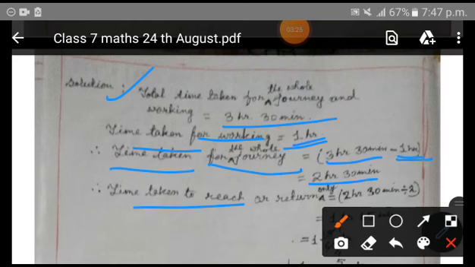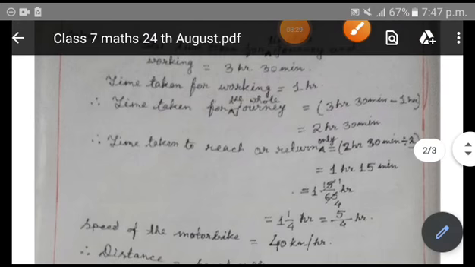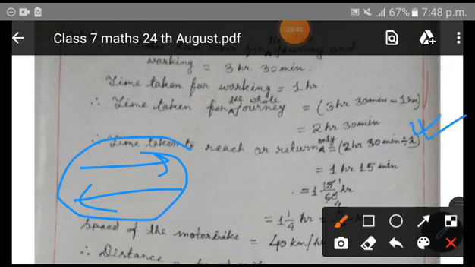So time taken to reach and return, that means going and coming back, the total time is 2 hours 30 minutes. And if you want to calculate the time for only going or only coming, then you will have to divide it with 2. That is why it has been divided by 2 over here, because we need the time only to reach the place and also to come back. So that is 2 hours 30 minutes divided by 2, that will give you 1 hour 15 minutes.